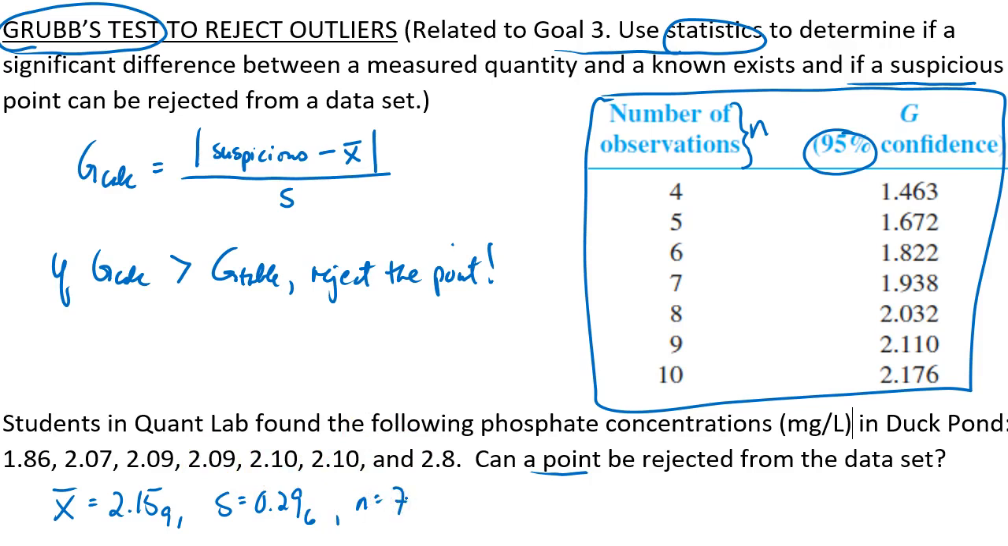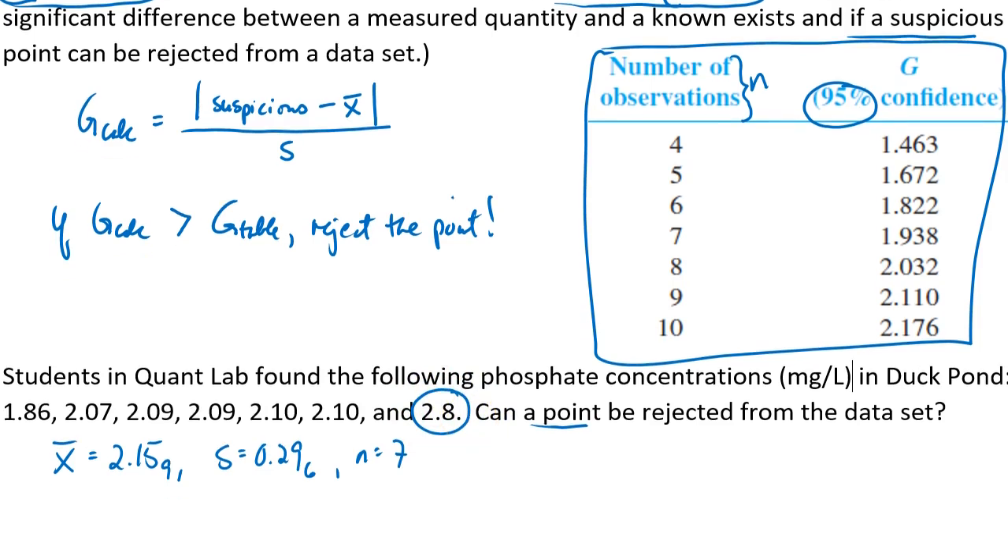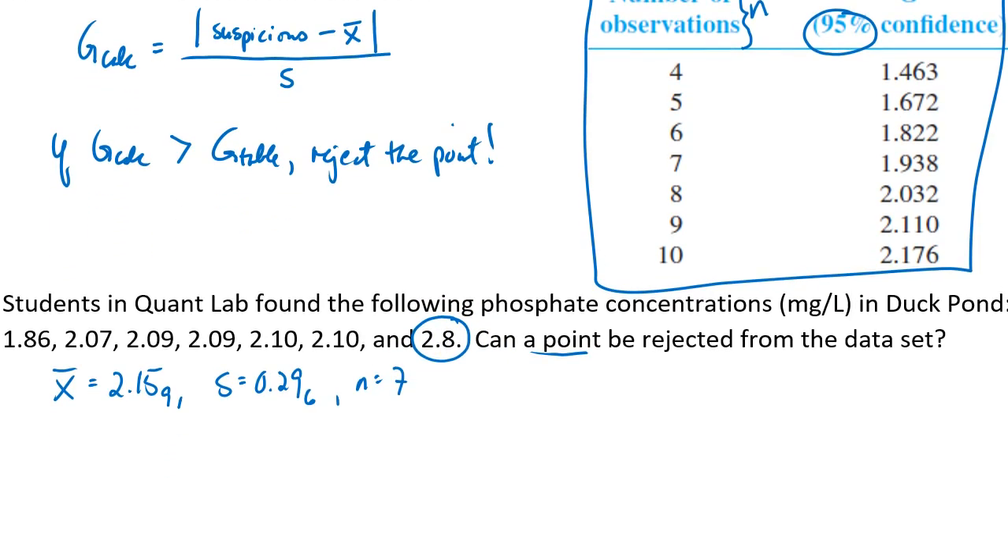So which point would be furthest from the mean? It's actually going to be this one. So let's see if we can use this formula to see if this point, 2.8, can be rejected. G-calc will be that suspicious point, 2.8, minus the mean, and then we'll divide by the standard deviation.